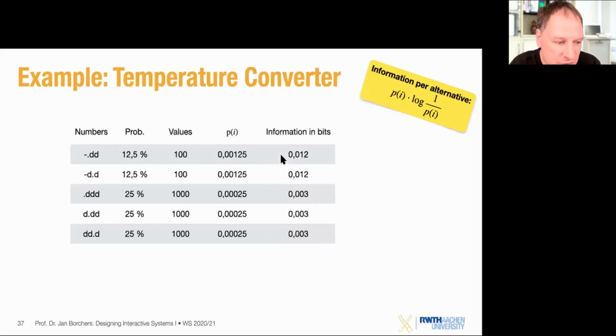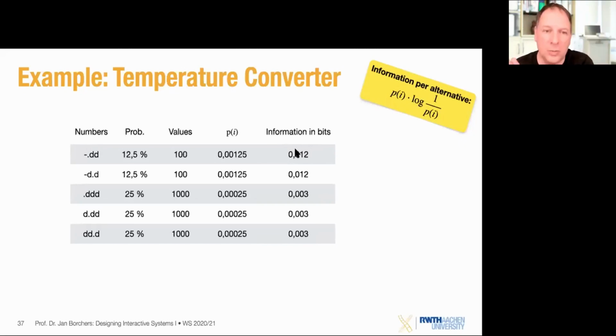Now we can convert this into bits, because the information per alternative, as per the slide that I just showed you a few minutes ago, is the likelihood of that alternative times the logarithm of 1 divided by that likelihood. And that gives us the following values for bits here for each of these individual choices, right? Each individual digit and sign and decimal point combination has this much information in bits.